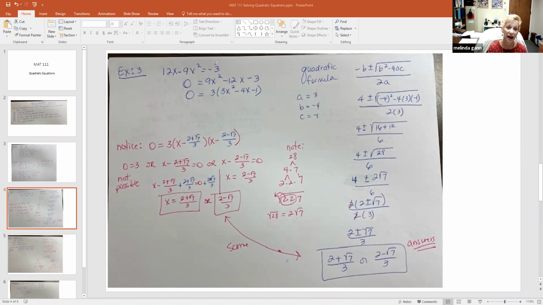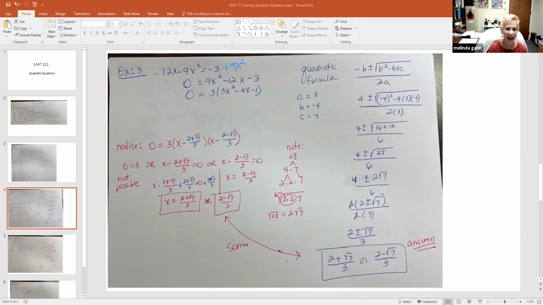I could have added 3 to both sides and had 12x minus 9x squared plus 3 on this side. Why did I decide to go to this side? Well, most of you get nervous when the coefficient of your squared term is negative. So I added 9x squared to both sides.